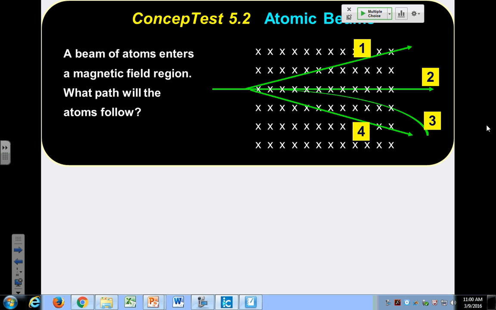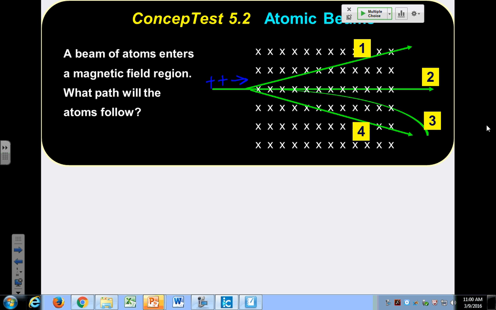But what if this was a beam of positive particles, like positive ions? If I had a bunch of positive particles coming in here, my velocity would be in that direction. They would experience a force that would be up if they were positive particles, right? So would they follow path number one then? Positive particles?